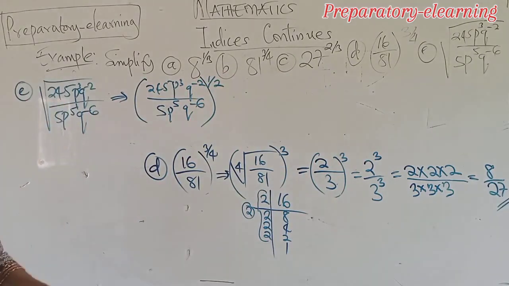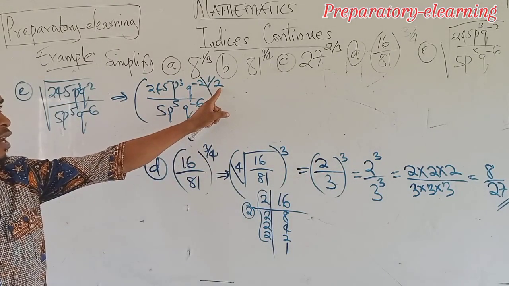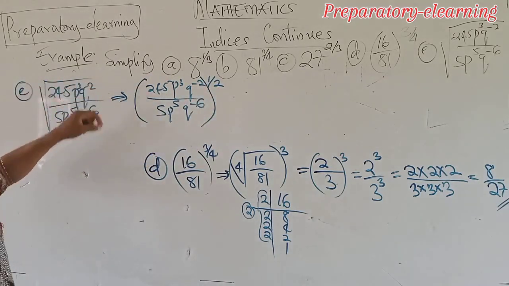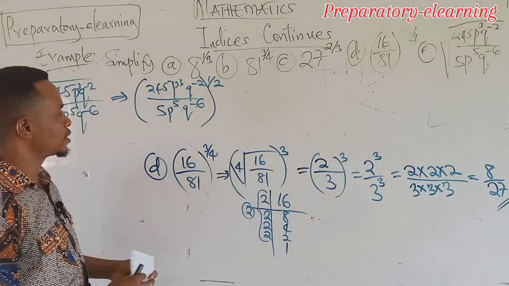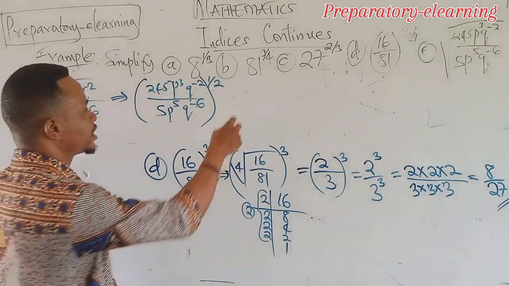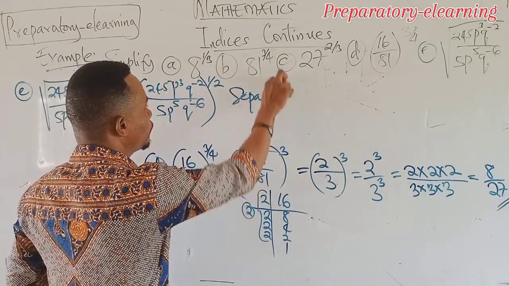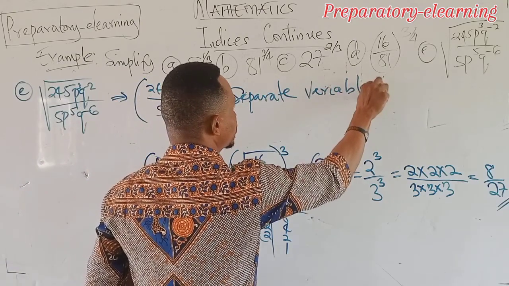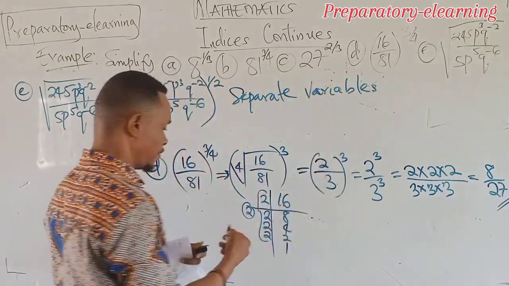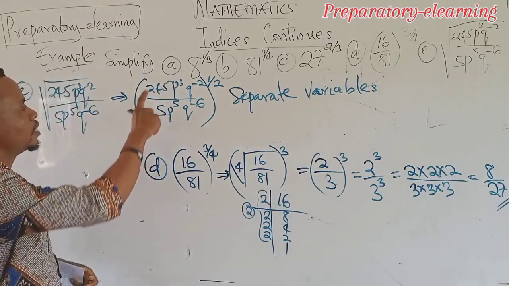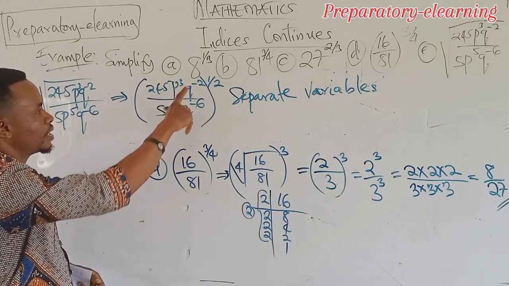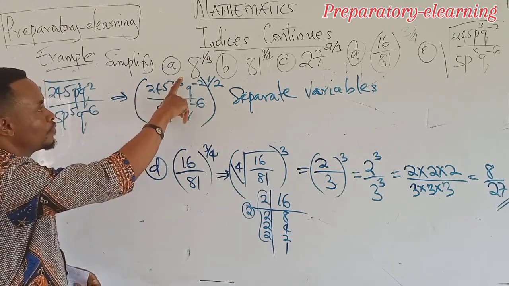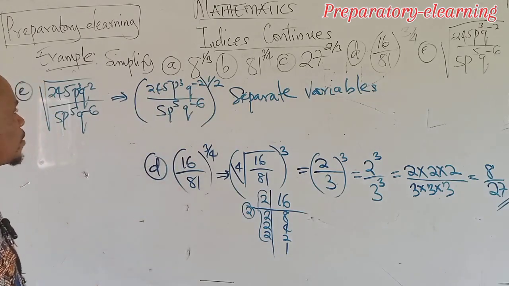You can recall that when we have half as the power, it automatically means square root. Therefore, what do we do next? We separate variables. We have different variables there. We have p as a variable, and we also have q. So this is a variable, this is a variable. We separate numbers out from the unknown letters. So how do we go about separating it?